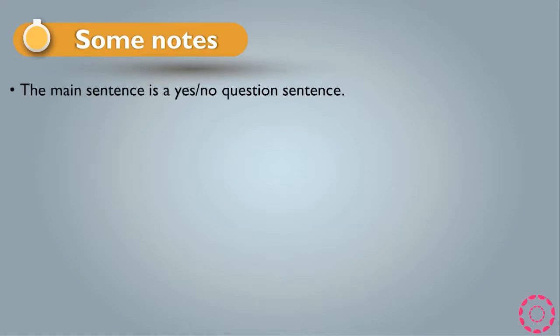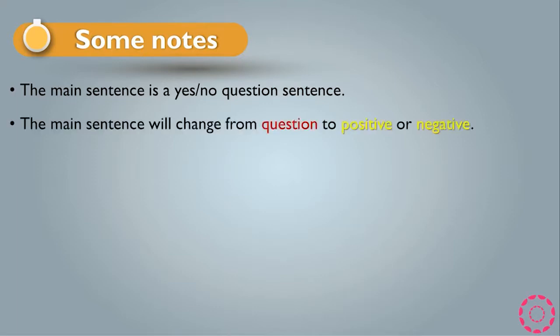We have some notes to follow in order to report a question. These are the rules, or we can say the notes, that it is very important to follow. First of all, the main sentence is a yes or no question, so we can give short answers. The main sentence will change from a question to positive or negative. So the original sentence is a question, and when we are reporting, it becomes positive or negative.